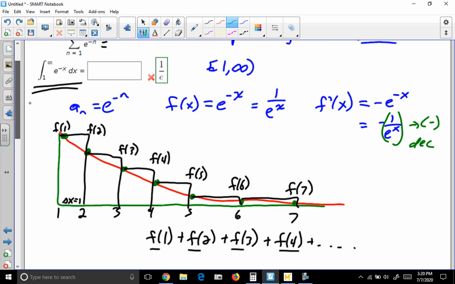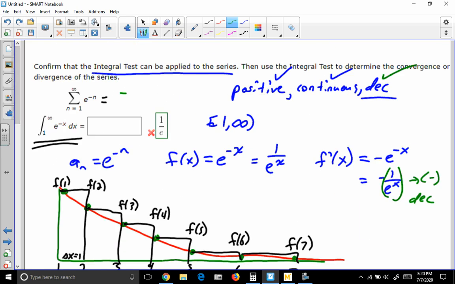So if our integral converges, then so does our series. It also converges. But if our integral would have diverged, then our series would also have diverged.